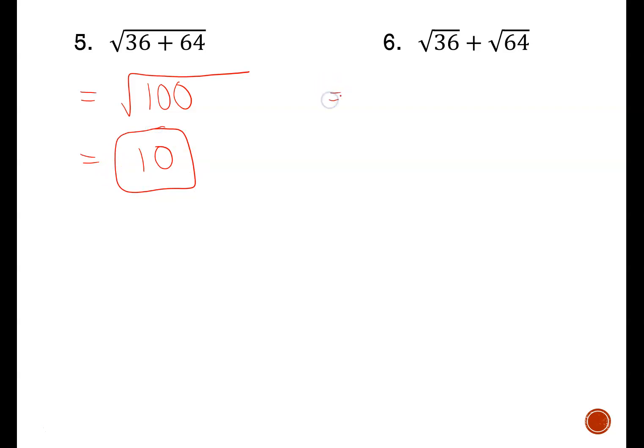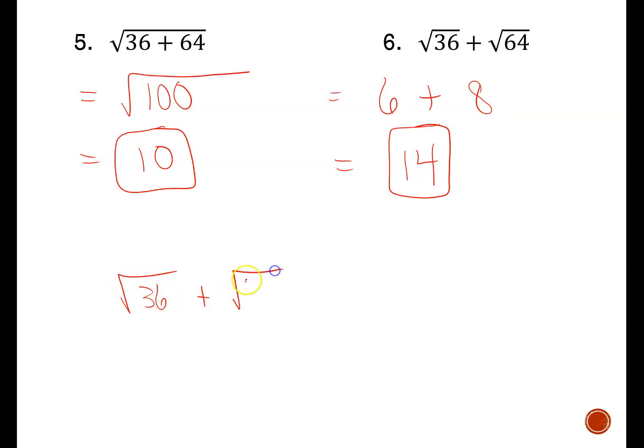Now look at number 6. If we square root the 36, we get 6. And we square root the 64, we get 8. We're square rooting them separately because they each have their own radical. The addition is between the radicals. And then we add those together. The answer is 14. Therefore, the square root of 36 plus the square root of 64 does not equal the square root of 36 plus 64. Again, that was property 7 that we looked at.